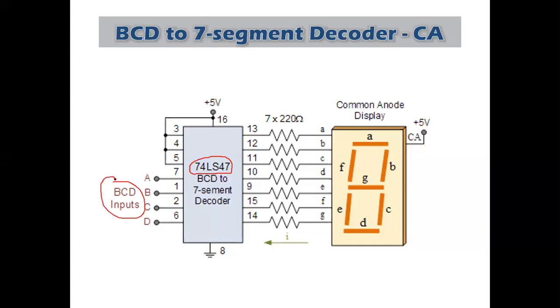BCD input is 0000 to 1001. These are the BCD inputs. Those types of inputs you can convert to the 7 segment display. So if I apply 0, 0, 0, 1, what will it display? It has to display 1. It has to enable B and C so that it will display the 1 output.